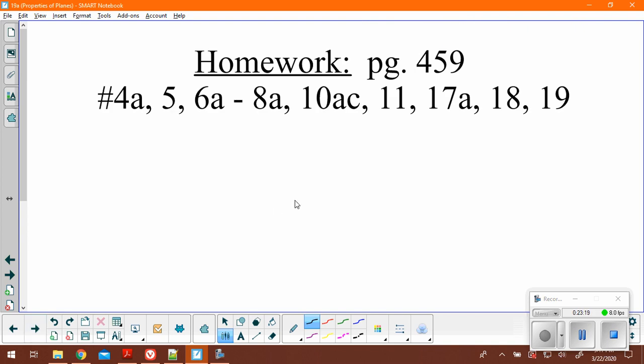So here is the practice work from your textbook, which starts on page 459. And see, a lot of that is just part A for a lot of those questions.